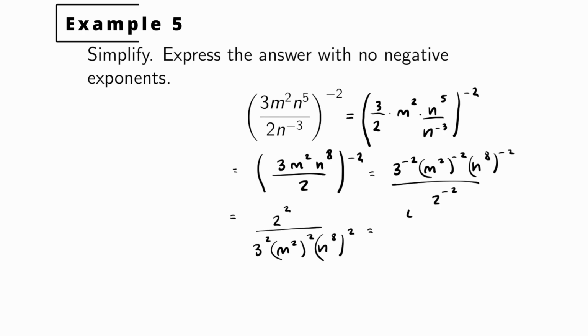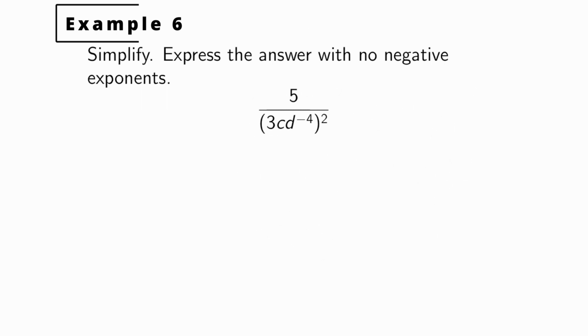So 2 squared is 4. In the denominator, 3 squared is 9. M squared will be m to the 2 times 2, which is m to the 4th. And then n to the 8th squared will be n to the 8 times 2, which is 16.